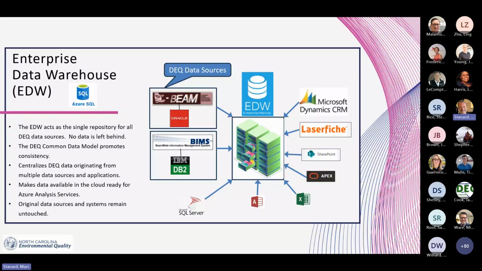As part of our digital transformation, we are pulling the data from all these existing sources, breaking down the silos, and combining the data into an enterprise data model so that we can promote consistency across the enterprise. We are creating pipelines from these existing data sources that refresh the data stored in the data warehouse nightly. The data within the original data sources remains preserved and untouched. The data warehouse also makes the data available and cloud ready for Azure Analysis Services.